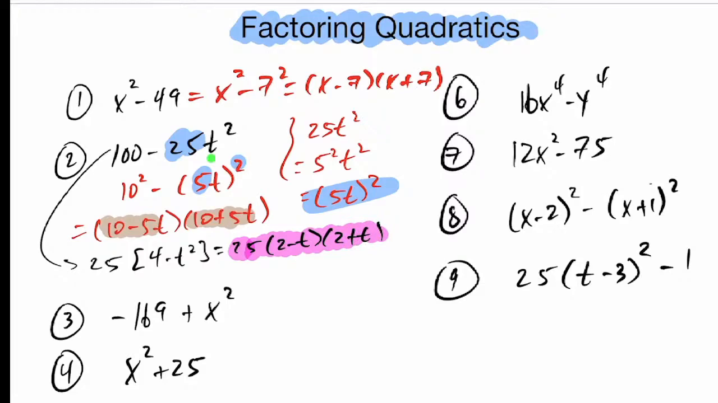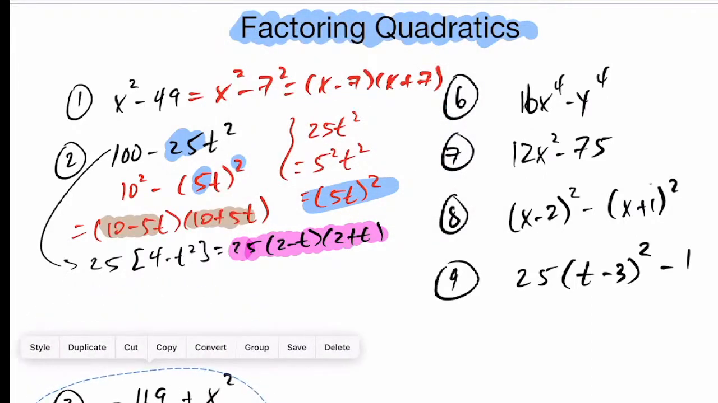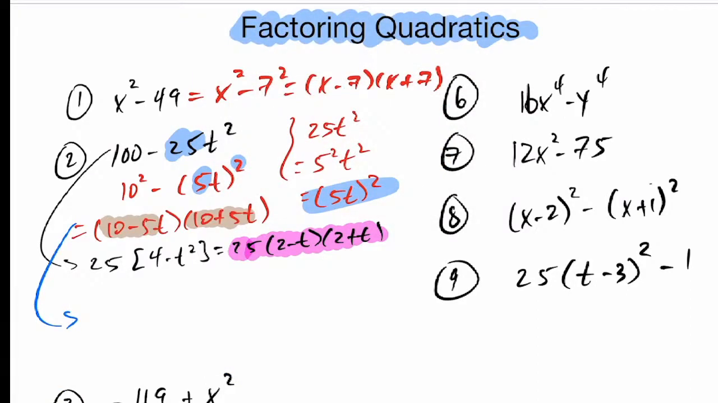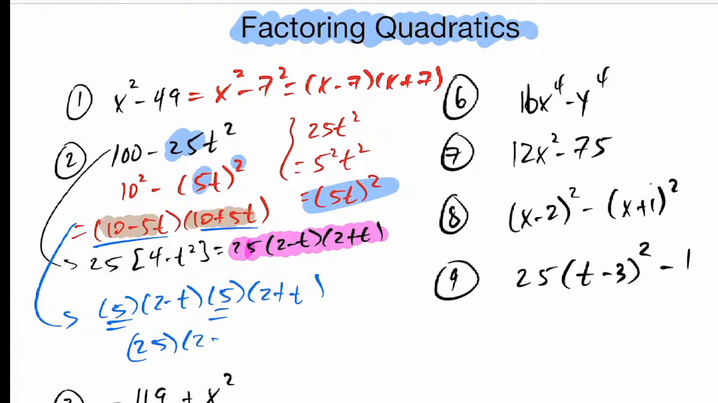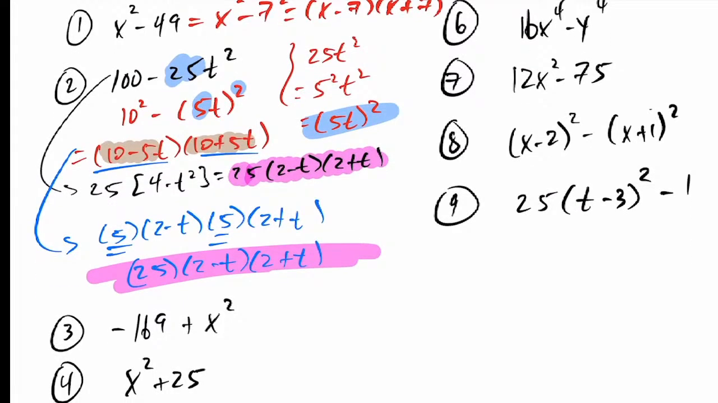Now if you missed that and you got to here, you can still answer that question. Let me give myself some more room. Once I got to here, I could have said, well, I'm going to factor a 5 out of the first one and a 5 out of the second one, right? You can take a 5 out of both of these. And then these two 5s come together to give you your 25, times 2 minus t, 2 plus t. And you actually get the same answer either way. Does that make sense, number 2? You can tackle that either way.